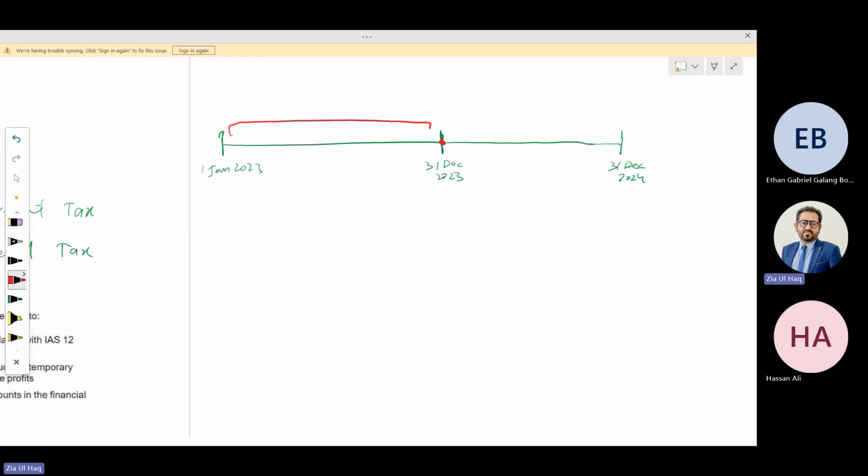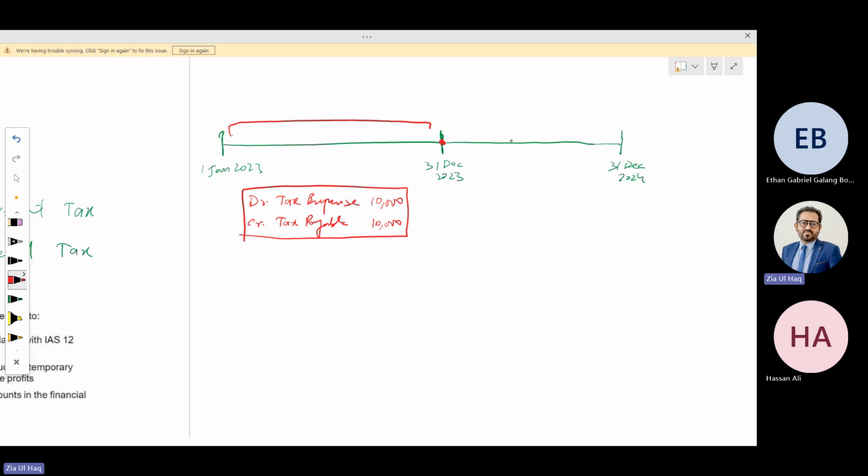What accounting entry do we record for tax? Debit tax expense and credit tax payable. Because we do not pay at the year end. We normally pay after year end. So we record the accounting entry tax expense debit and tax payable credit. So the tax amount was $10,000. We recorded this accounting entry at 31st December 2023.